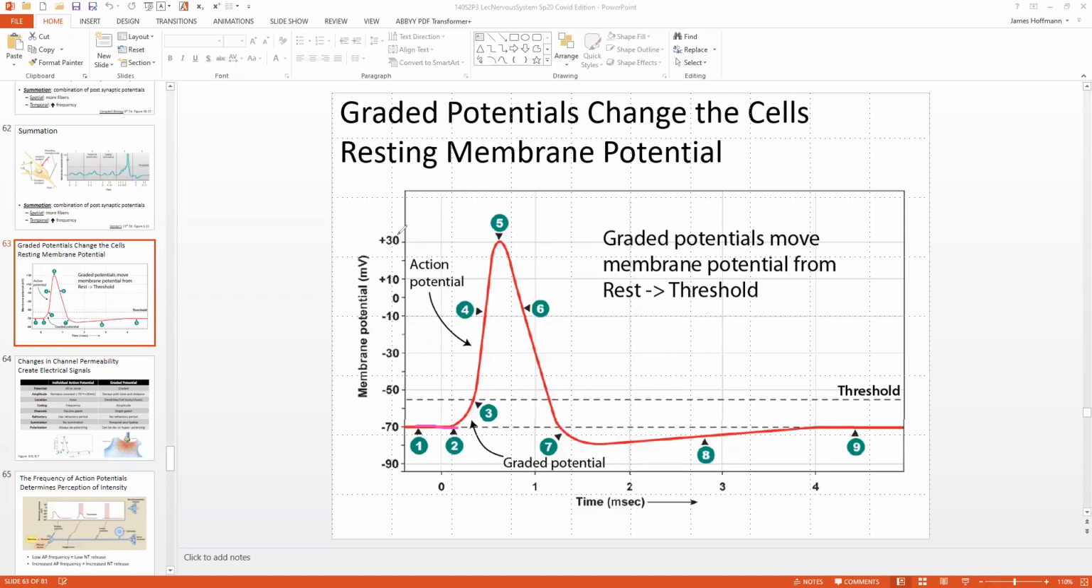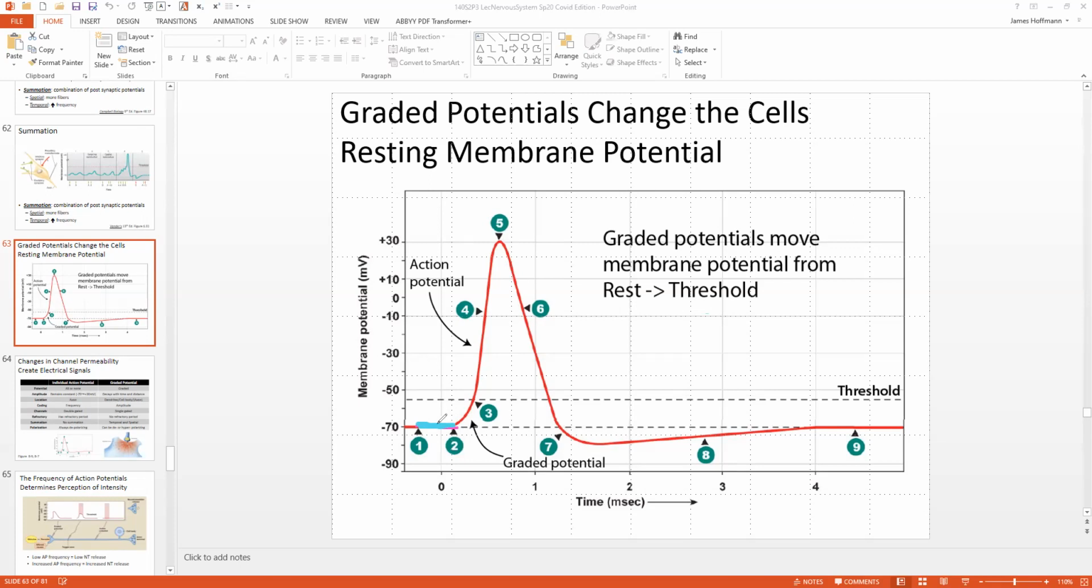So, no, I don't want it red. It's already red. I'll make it blue. So right here, in this area from 1 to 2, that's the resting membrane potential. Okay, what you should understand about that is it's minus 70 millivolts. That's a number you should know. It's determined by the relative permeabilities of sodium and potassium primarily.